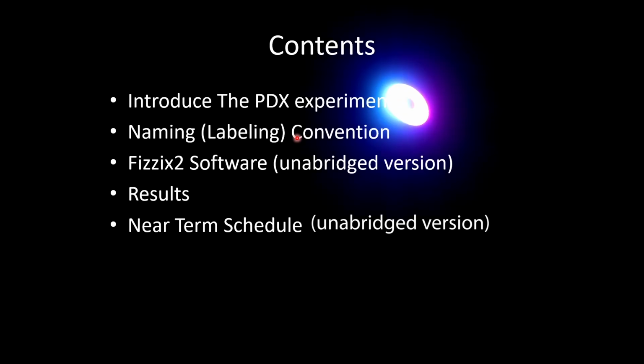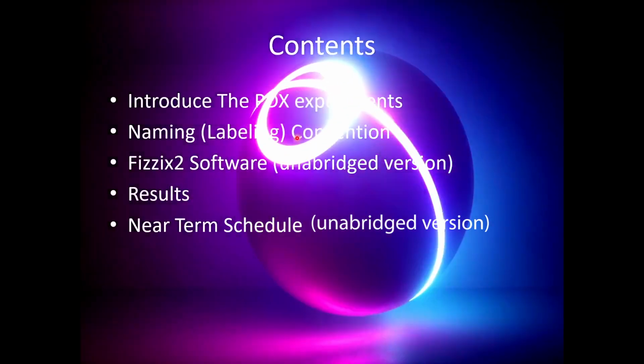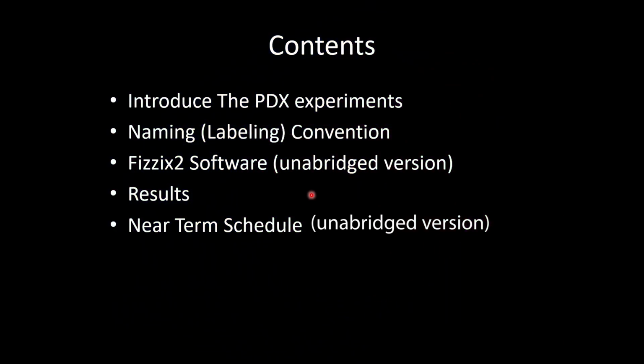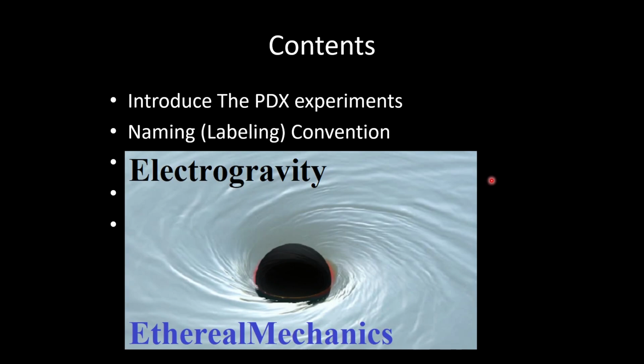Okay, so what we're going to do is introduce the Paradox 2 experiments. We're going to talk about the naming and the labeling convention. And then for the unabridged version, we're going to go a little bit into the Physics 2 software, look at the results, and then discuss the near-term schedule of new electromagnetism / ethereal mechanics. And at the end here, for a lot of people that may not have seen this, we are going to give you an introduction to electrogravity and where you can go find all the videos and the papers for electrogravity, because this video actually dovetails nicely with electrogravity.